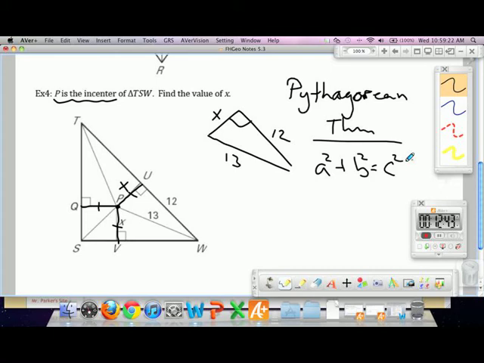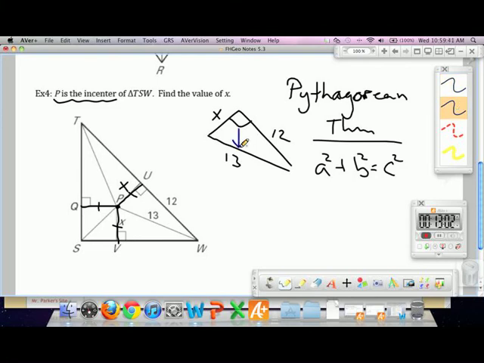How do you know what a and b are in a right triangle? How do you know what c is? C is the hypotenuse. C is always across from the right angle. Find the right angle. Whatever angle is opposite of the right angle is c.